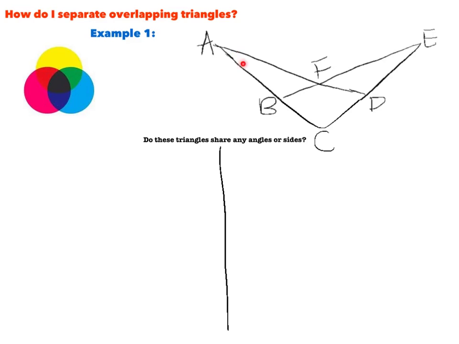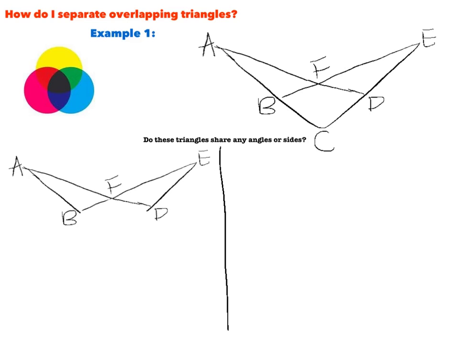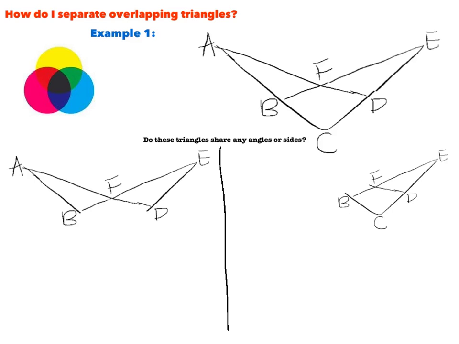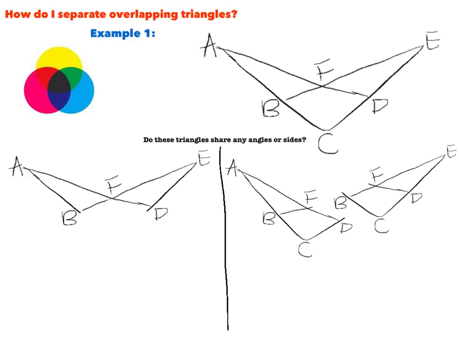Let's count them. I see 1 triangle, 2 triangles, 3 triangles, and 4 triangles. So I see 4. What I'm going to do is I'm going to separate the ones I see. So I see these 2 triangles. I'm going to make them a little bit smaller. And I saw this one kind of poking to the side, and I saw this one, and there they are. Okay, so those are the triangles that I saw. And I'm going to be asking this question, do these triangles share any angles or sides?